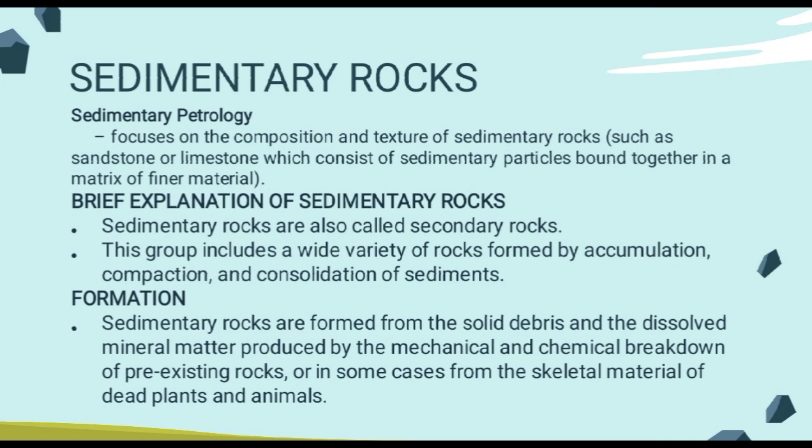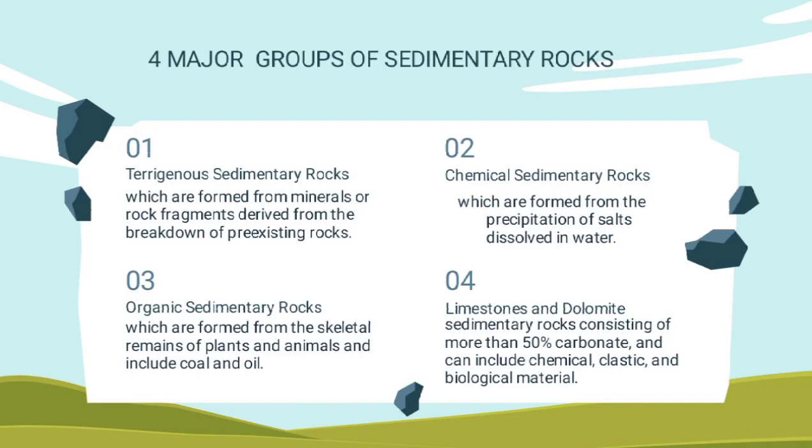sediments. And if we talk about its formation, sedimentary rocks are formed from the solid debris and the dissolved mineral matter produced by the mechanical and chemical breakdown of pre-existing rocks, or in some cases, from the skeletal material of dead plants and animals. By the way, there are four major groups of sedimentary rocks: the terrigenous sedimentary rocks, chemical sedimentary rocks, organic sedimentary rocks, limestones, and dolomite.